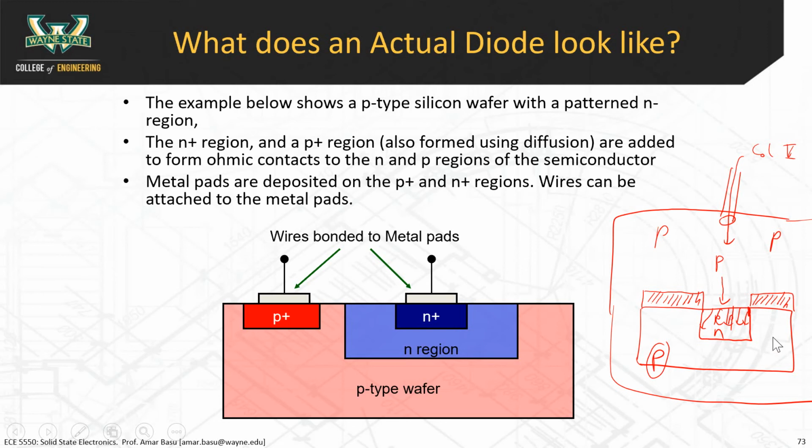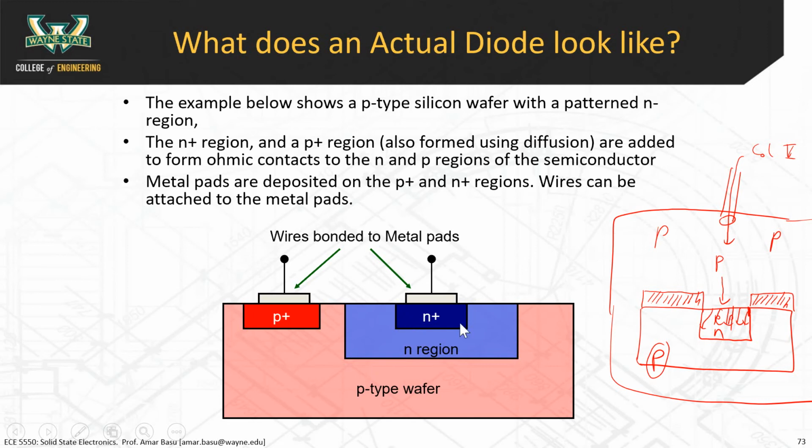You can control how much you dope by controlling how long you keep it in this furnace. The longer you keep it in the furnace, the further those gas molecules will diffuse into the material. You can also control the concentration of gas, and you can also control the temperature. So you have all those three variables. That allows you to control the junction depth here, and it also allows you to control the level of doping. So what you're looking at here is p-type silicon. By diffusion, you've created an n-type region here.